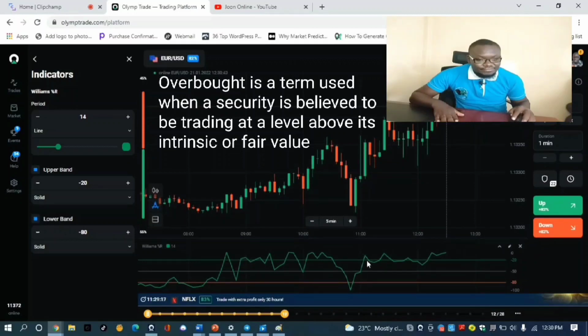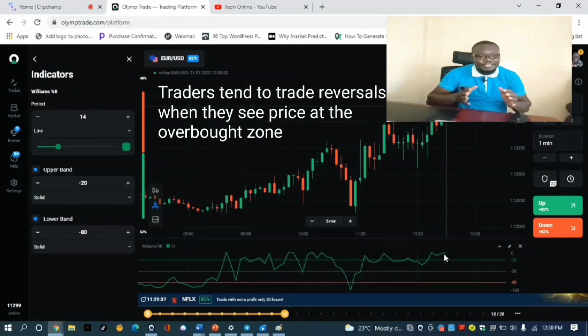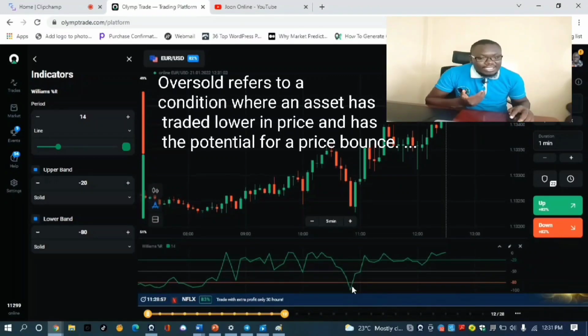Normally a trader would trade on this level and say that if it is in the overbought zone, then what will happen next is the price will reverse and take a different direction. And if it is in the oversold zone, that is -80 and below, we expect that the price will begin to rise up.